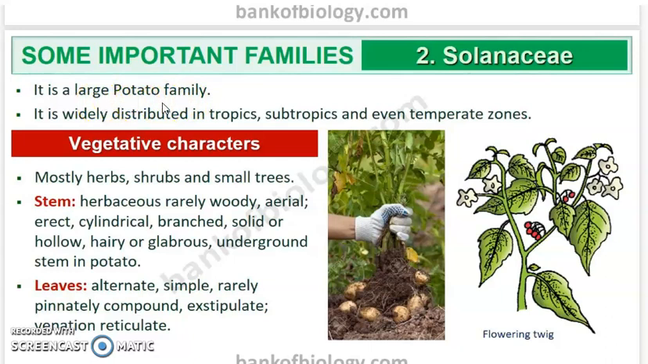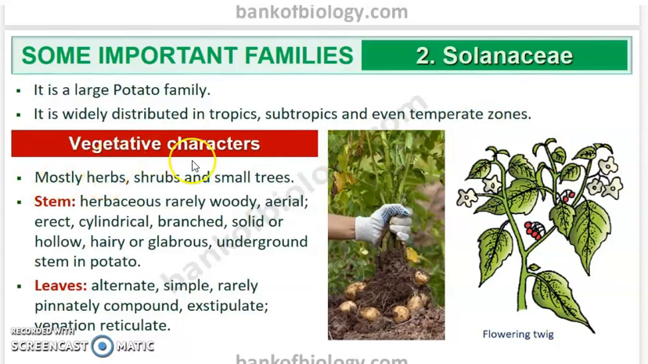And why? Because potatoes come under the Solanaceae family, and it is widely distributed in tropics, subtropics, and even at temperate zones. So tropic and subtropic, it means that they live in warmer conditions and also in colder conditions. They can adjust in both the conditions and also in temperate zones.